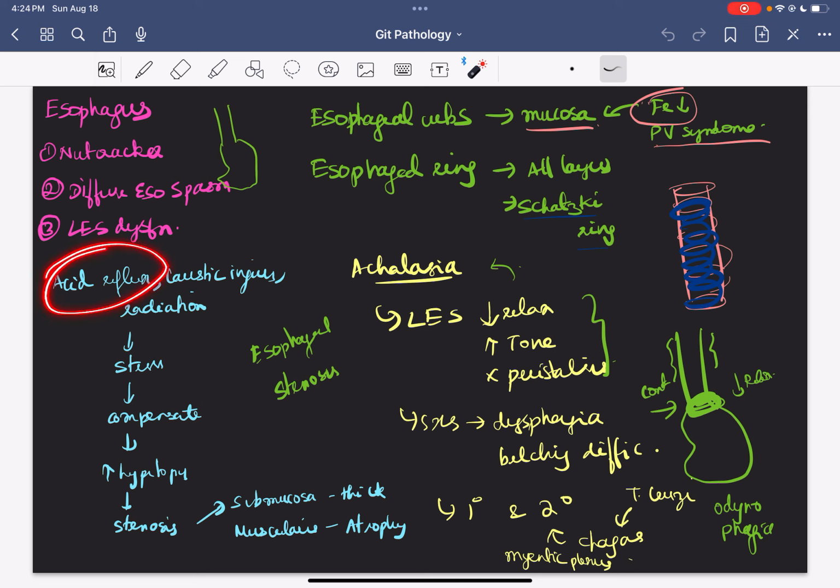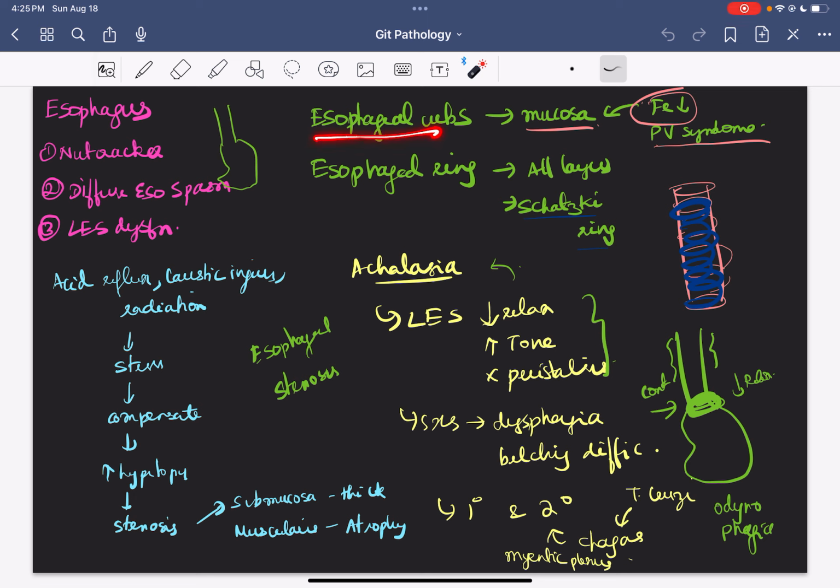Now, let's say there is acid reflux or caustic injury due to some poisoning or radiation. These are all stress to your esophagus. To compensate for the stress, the cells in the esophagus can hypertrophy, and they can obstruct the esophagus, causing stenosis. This is called esophageal stenosis, and when this happens, the layer that thickens is your submucosal layer, and your muscularis layer atrophies. So the layer that becomes hypertrophied is your submucosa, whereas the layer that becomes atrophied is your muscularis layer.